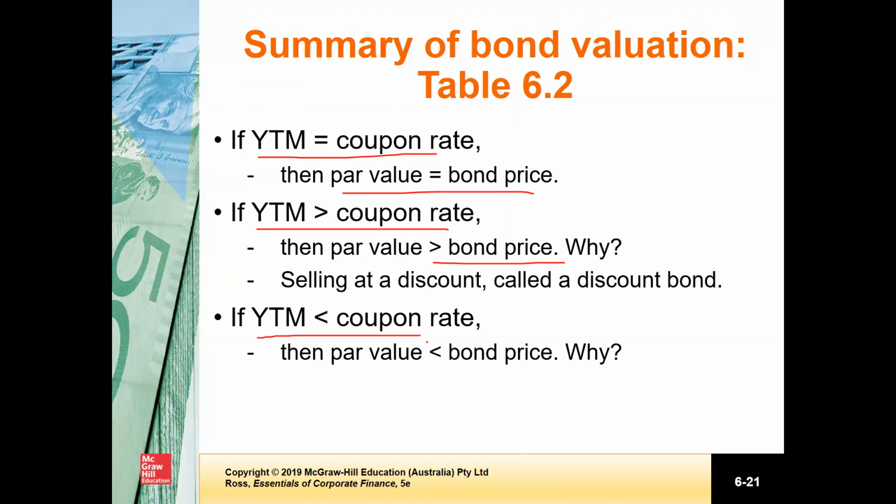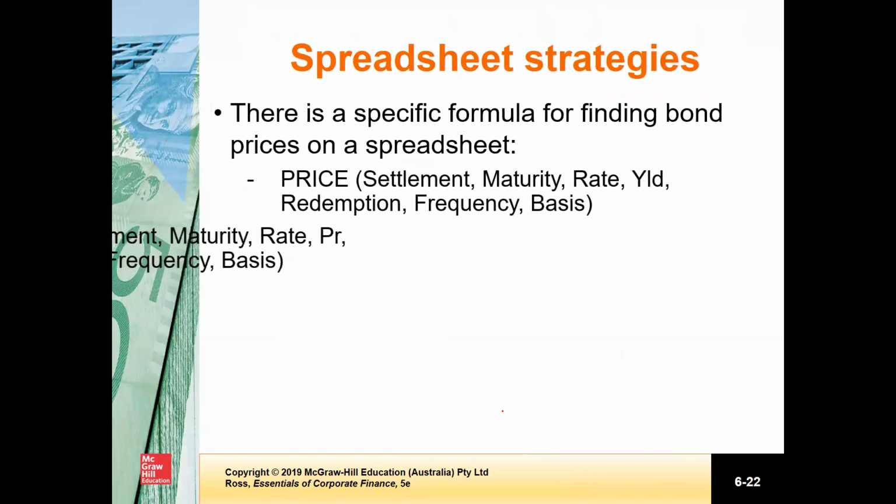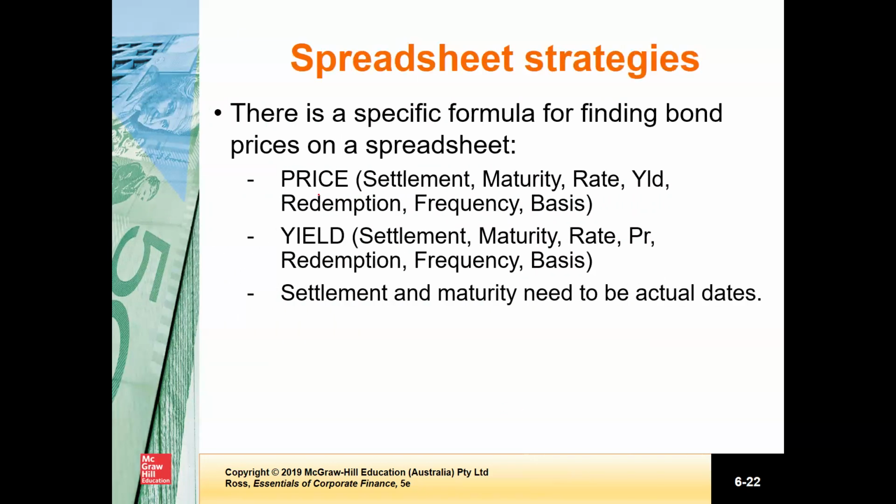On the other hand, if YTM is less than the coupon rate, then your par value will be less than the bond price. So the bond will be issued at a higher price, that means at a premium, because that will enable you to earn your YTM, and you will be willing to buy it at a premium as its coupon rate is higher than your required rate of return. You also can use Excel spreadsheet functions to calculate the price and yield.